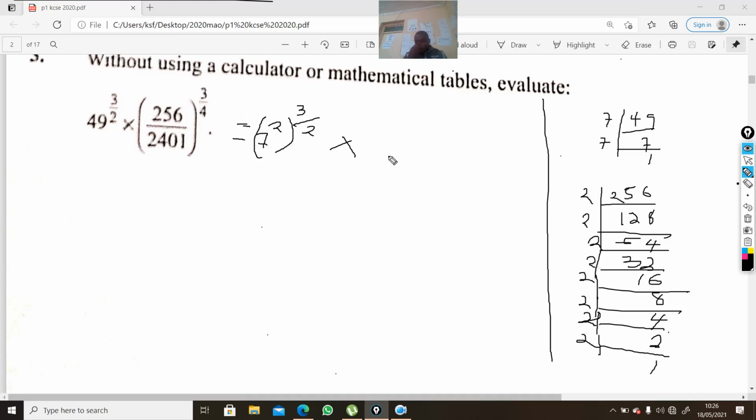So you are supposed to show this one. This one must be seen for you to score. So it is 2 power of 8. I can have it in a bracket. And then I have 3 over 4.